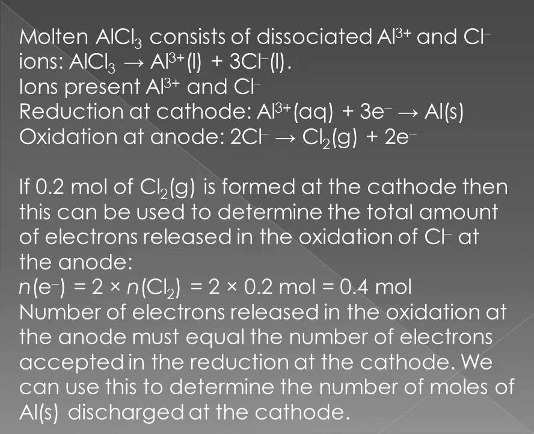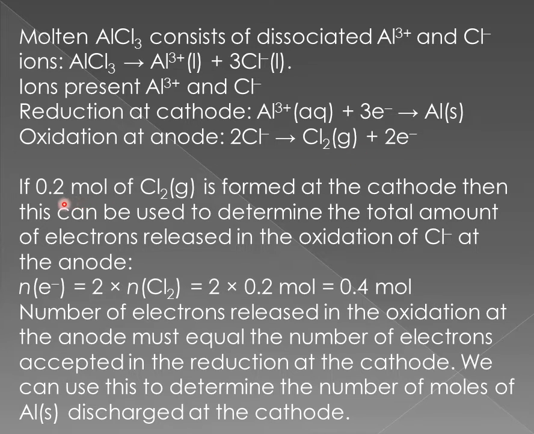So molten aluminum chloride consists of dissociated aluminum ion and chloride anion. Ions: aluminum chloride, aluminum plus 3, chloride negative. Ions present, aluminum and chloride. Reduction at cathode: aluminum plus 3 plus electrons gives aluminum metal. Oxidation at anode: chloride will give chlorine plus electrons.